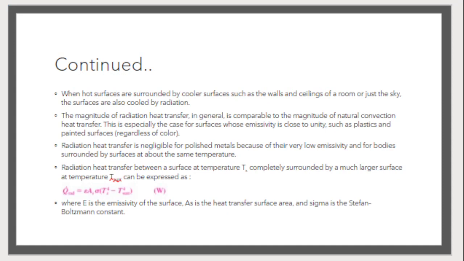When hot surfaces are surrounded by cooler surfaces, such as the walls and ceilings of a room or just the sky, the surfaces are also cooled by radiation. The magnitude of radiation heat transfer in general is comparable to the magnitude of natural convection heat transfer. This is especially the case for surfaces whose emissivity is close to unity, such as plastics and painted surfaces, regardless of the color.